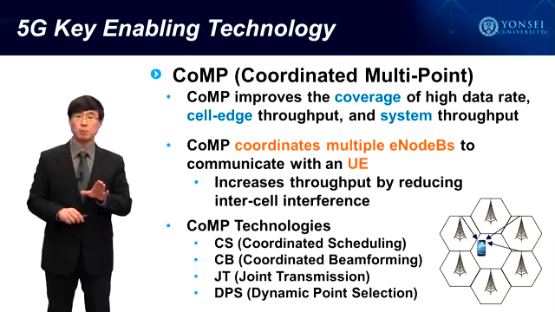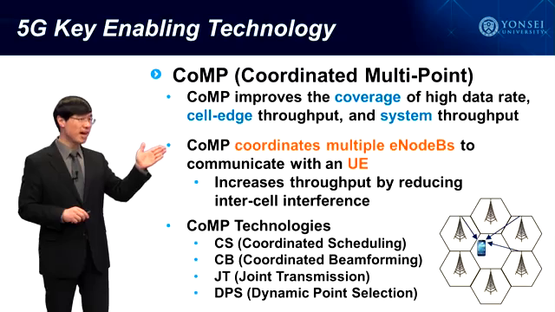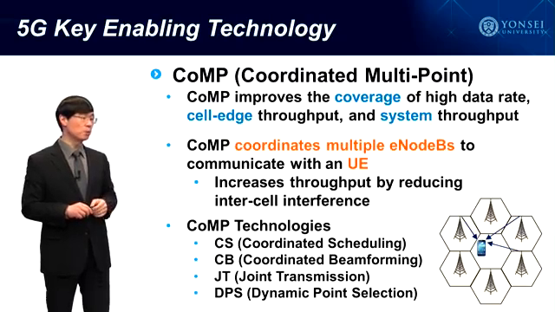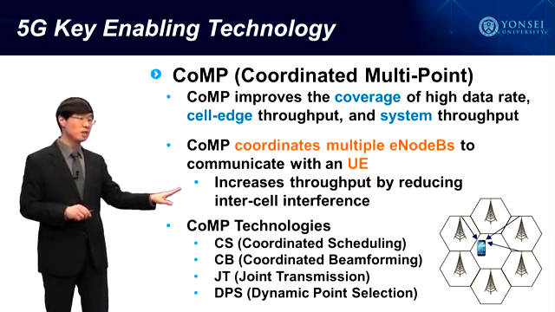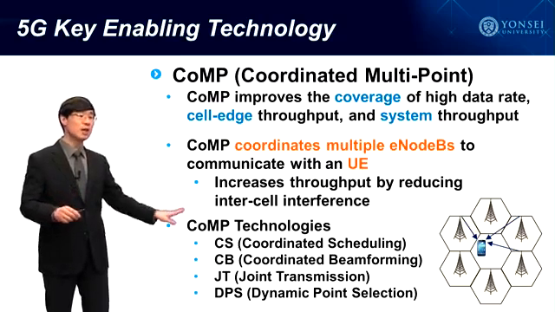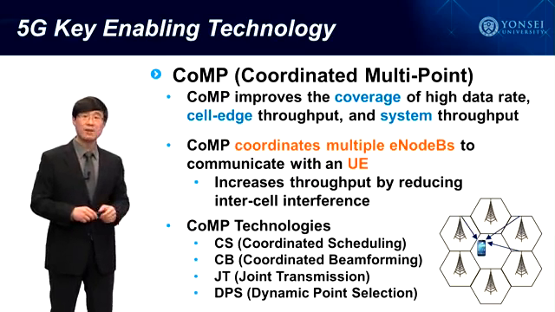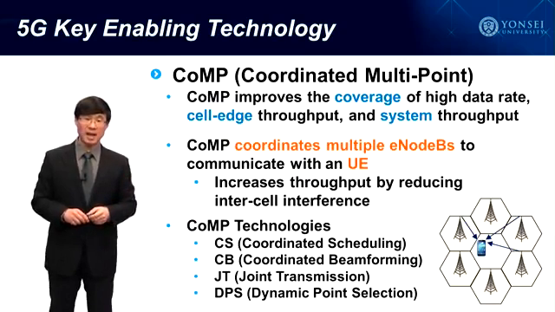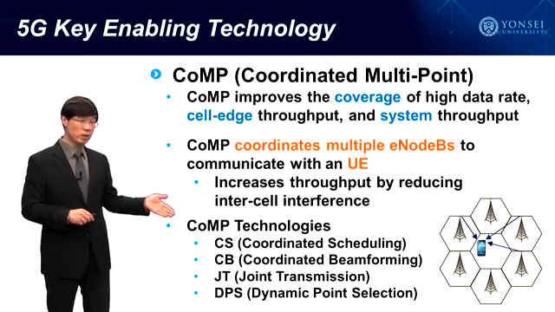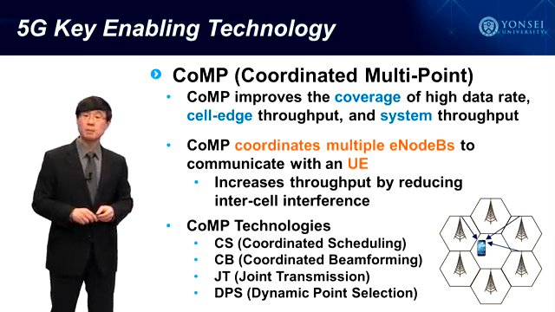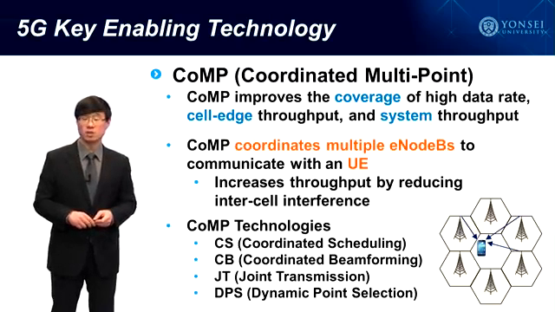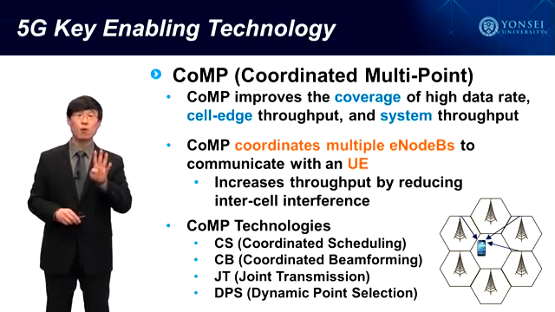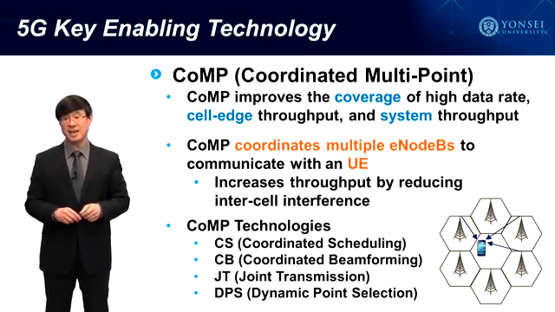Here, the coordinated multi-point CoMP technique improves the coverage of high data rate, cell edge throughput, and system throughput. CoMP coordinates multiple eNode Bs to communicate with the user equipment. We want to increase throughput by reducing inter-cell interference, and this is accomplished using the CoMP technologies down here, where we have CS, CB, JT, and DPS. CS stands for coordinated scheduling, CB stands for coordinated beamforming, JT stands for joint transmission, and DPS stands for dynamic point selection. For more details on this, please go to my 4G mobile communication lectures on LTE.